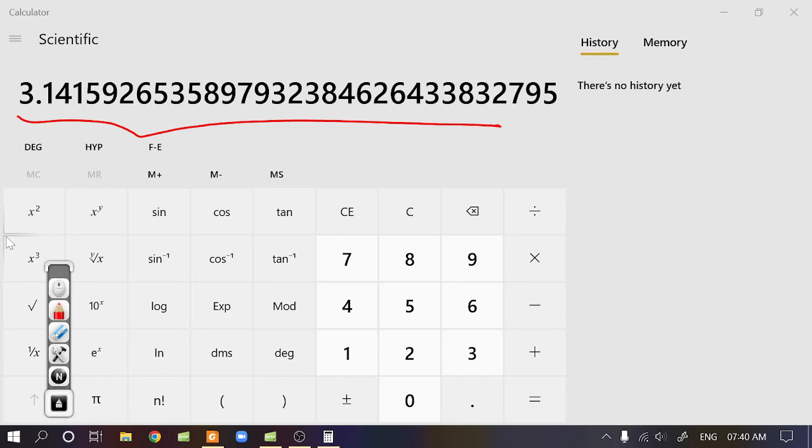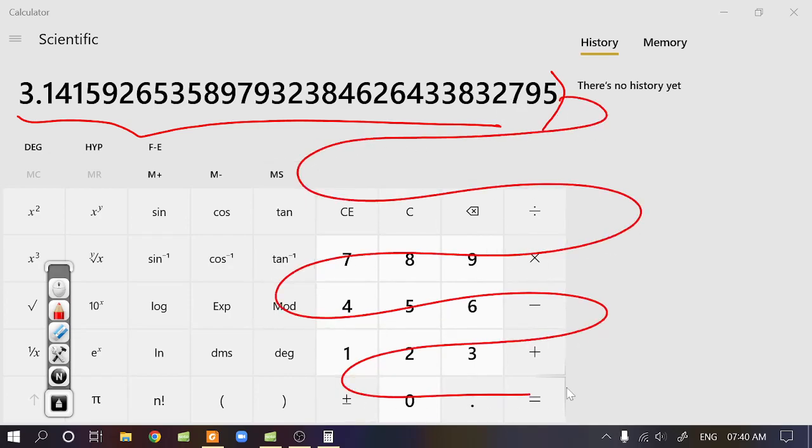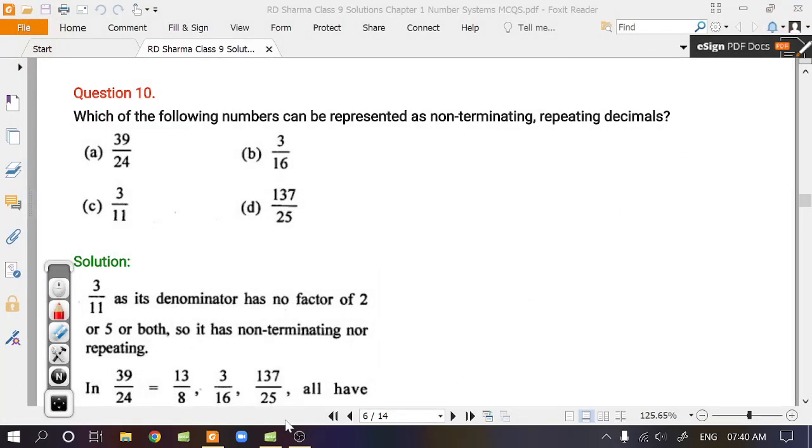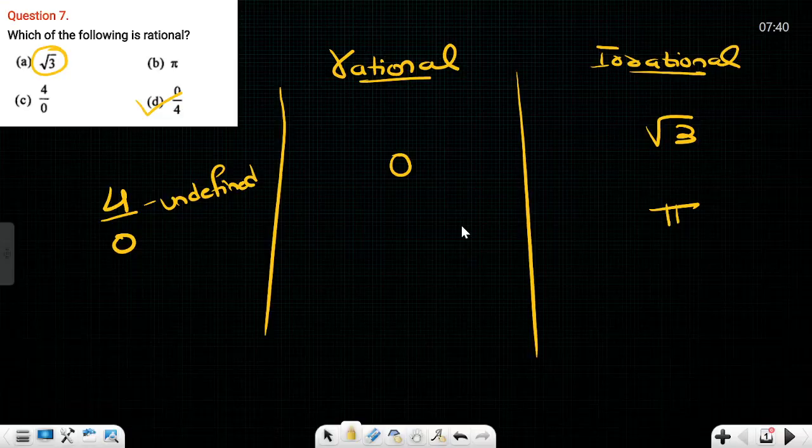3.1415926535897932. Anywhere repeating? Since there is an end for the calculator, it is showing the end digit. Otherwise, it will go on like that, and there is no repetition anywhere. Pi is a famous irrational number. So, answer is option D, 0 by 4.